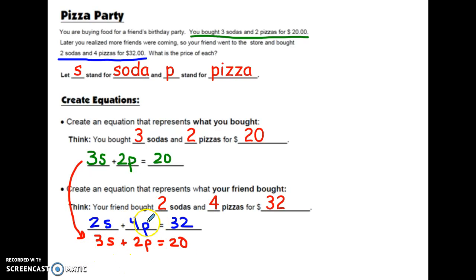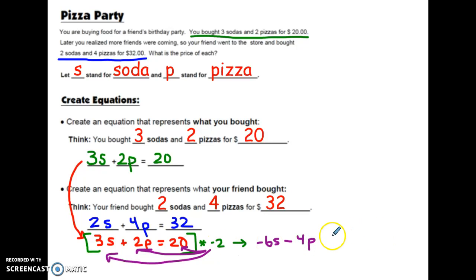I already have a positive 4p, and I wish I had a negative 4p on the bottom. So can we easily turn a 2p, using multiplication, into a negative 4p? I think we're going to do what we did in the last problem. I think we're going to multiply by negative 2. So again, everything in this equation has to get multiplied by negative 2. That makes it the same value as the original equation, just looks different, and it suits our purpose.